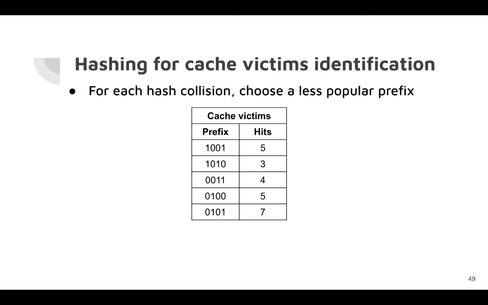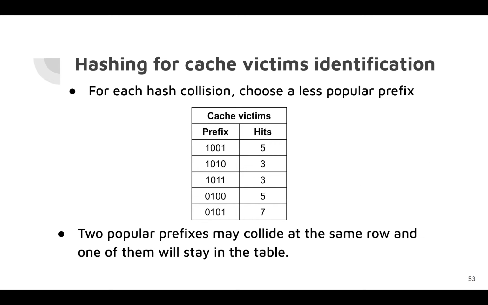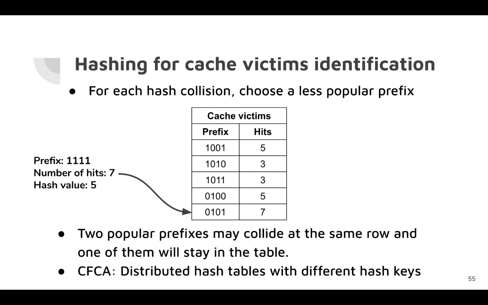Here the prefix 1011 with 2 hits was a recent match, and we compare it with another prefix in a hash table. So the prefix 1011 collides with another prefix 0011, and that other prefix has 4 hits. Since 1011 is less popular, it replaces 0011 in the list of potential victim cache entries. The problem with this approach is that two popular prefixes may collide in the same row, and one of them will always stay in the table. In CFCA, we use distributed hash tables with different hash keys to avoid such a situation.